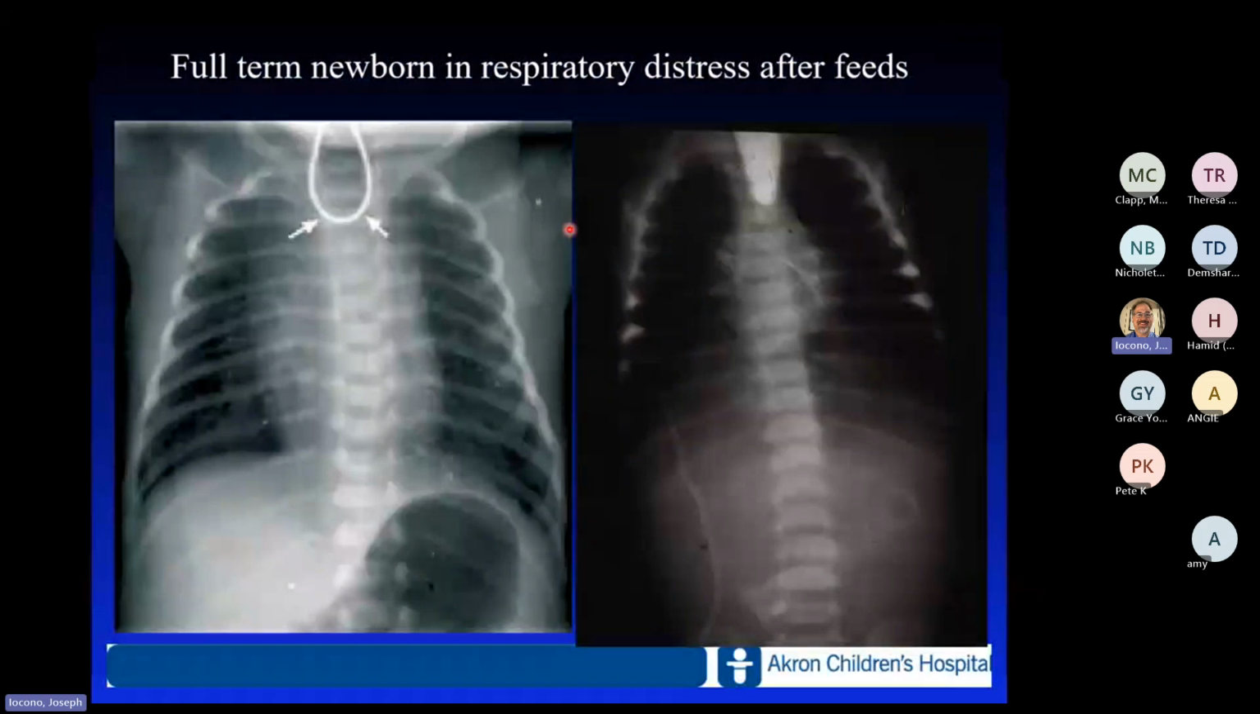Now, this is a full-term newborn who was not in respiratory distress at birth. The vignette will be a full-term newborn in respiratory distress after feeds. Not born with respiratory distress, but doing fine until they try to feed.